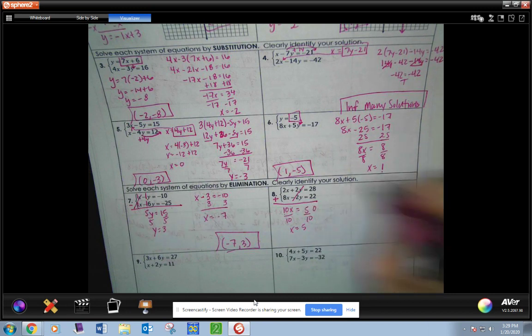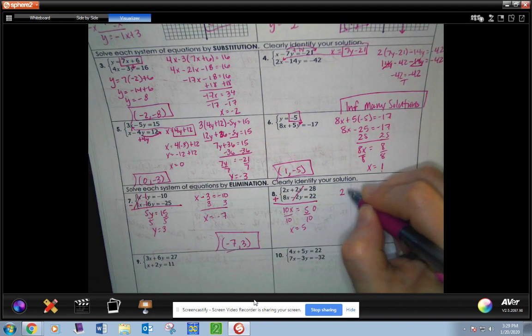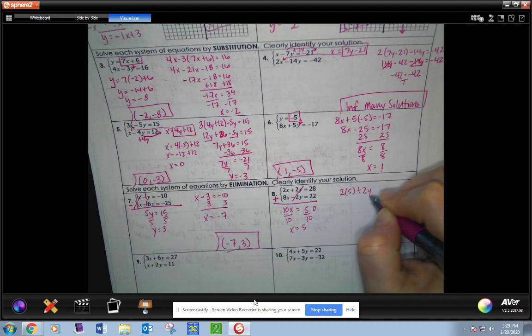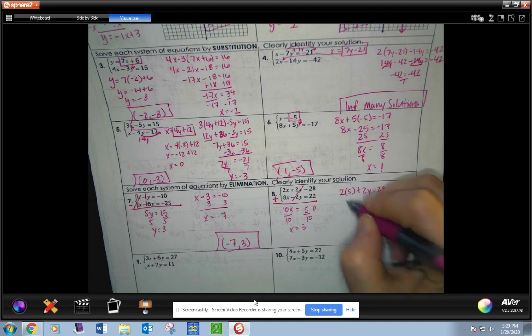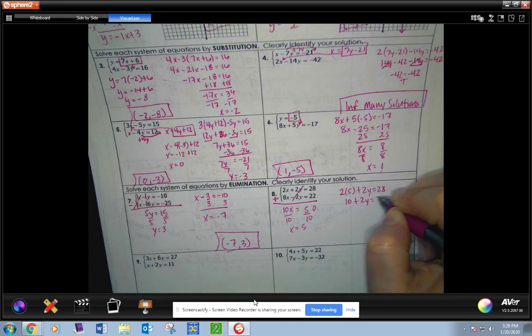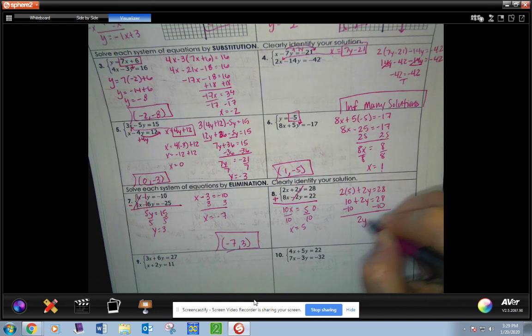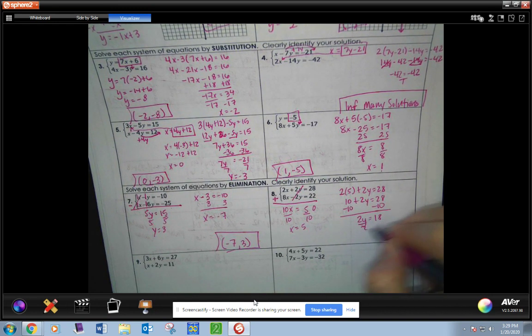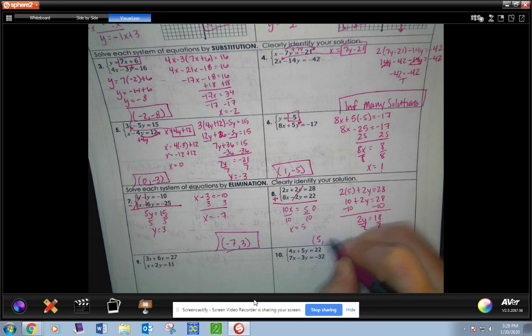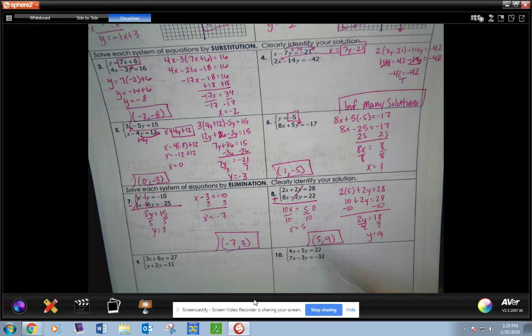So now I plug this back in. I'm going to go with the top original. So 2 times 5 plus 2y equals 28. This is 10 plus 2y equals 28. I'm going to subtract 10. That gives me 2y equals 18. I divide by 2, and y equals 9. So my answer would be (5, 9). I can take it, plug it back in, and see how I did.